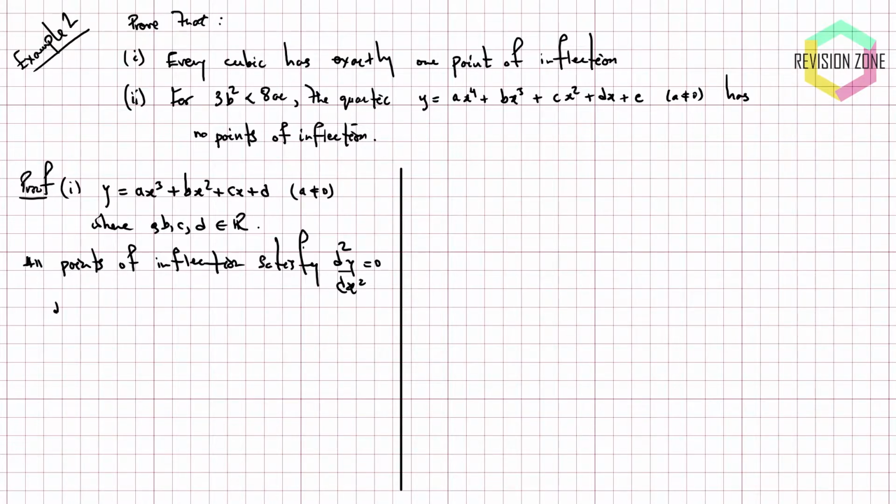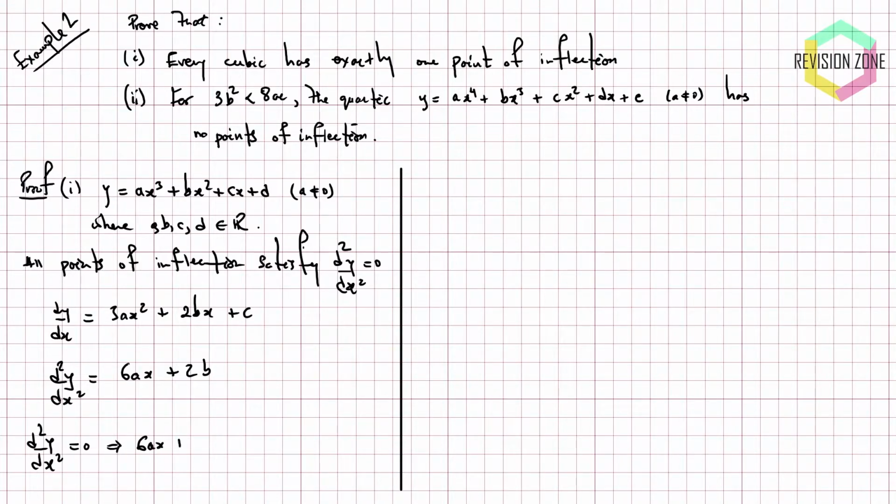So the first derivative is obviously just going to be 3ax squared plus 2bx plus c, and therefore the second derivative, I'm just going to get 6ax plus 2b, right? So I want the second derivative to actually be equal to 0, which tells me that 6ax plus 2b has to be 0, which tells me that x has to be minus 2b over 6a, which is minus b over 3a. So indeed, we actually have a solution.